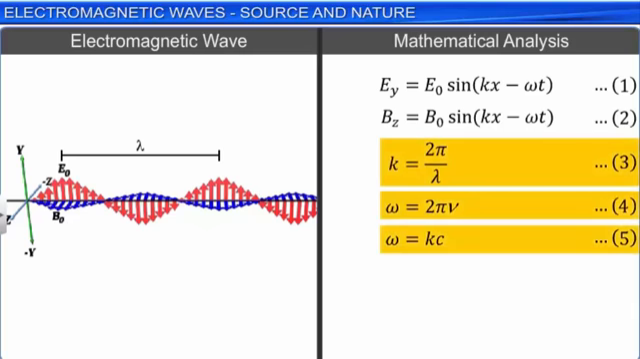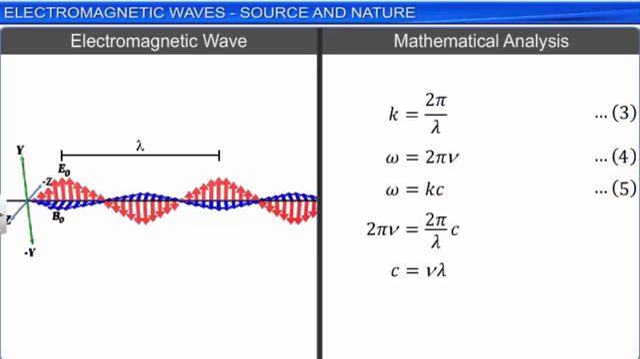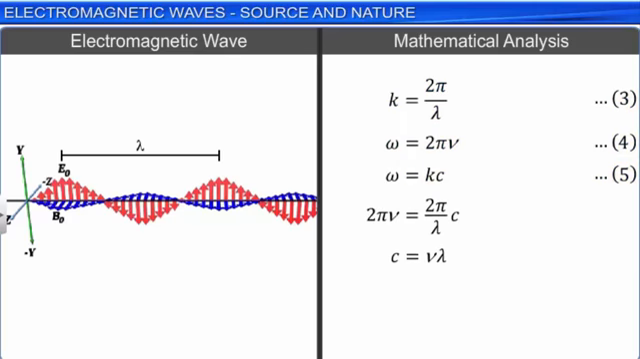From Maxwell's equations, we also get the relation between the maximum values of the electric field and the magnetic field as E naught by B naught is equal to c. That is, the ratio of the maximum value of the electric field to the maximum value of the magnetic field of an electromagnetic wave is equal to its velocity.